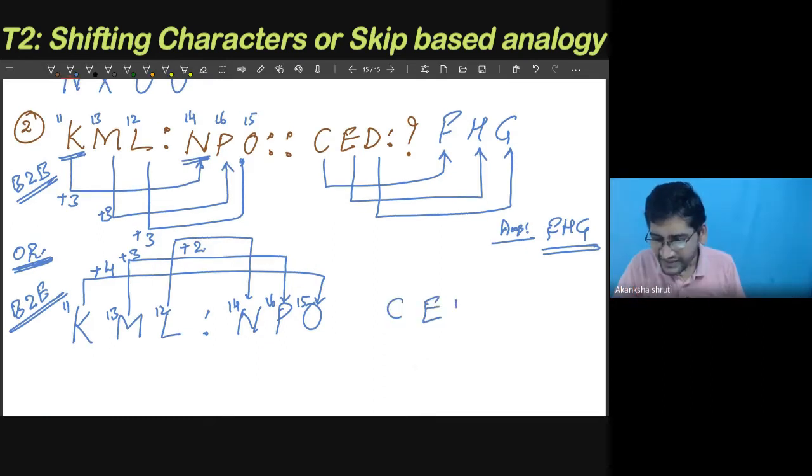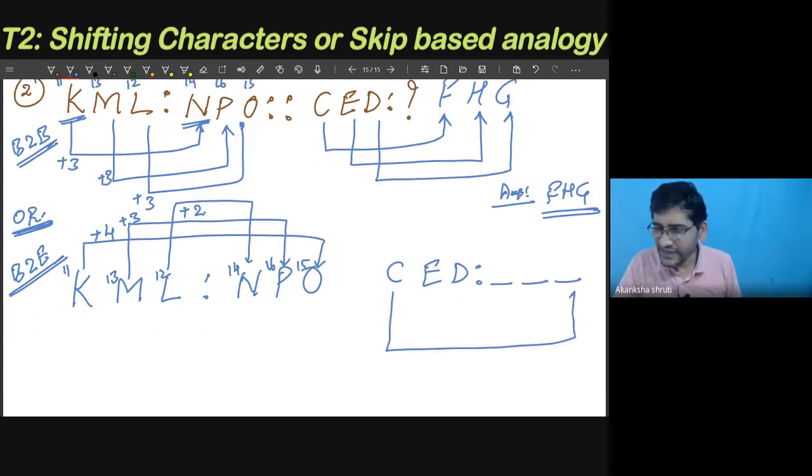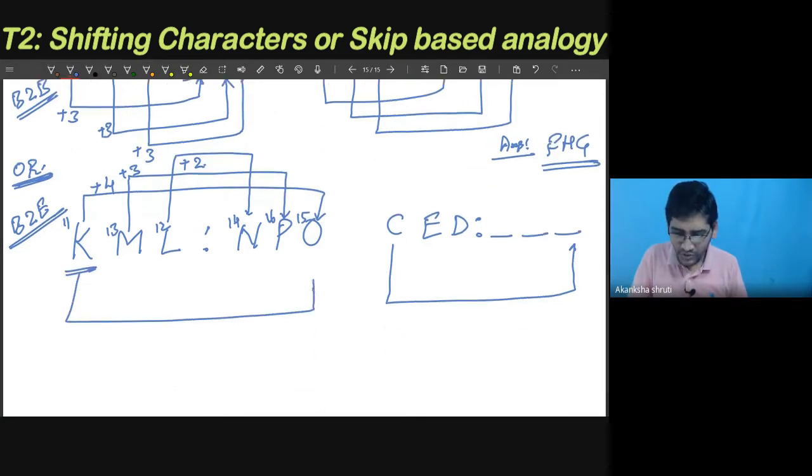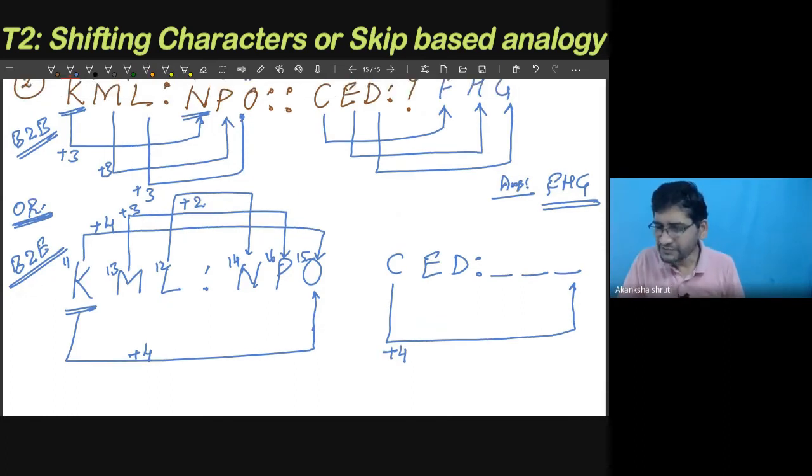C, E, D, H. I need the 3 characters here. Then for this C, I need to go to the end, because from this K we had mapped to the last one, and the shift was 11 to 15, means it was plus 4. So put this plus 4 here. C is 3 plus 4 is 7. 7 is again G.